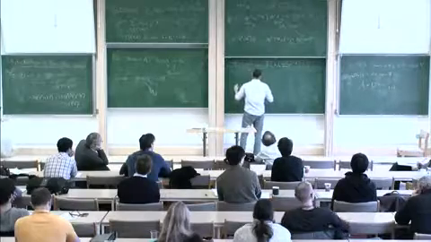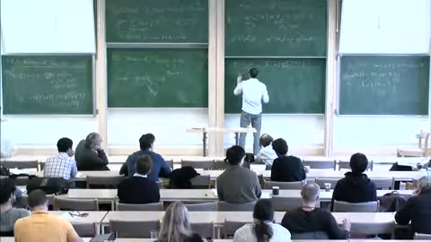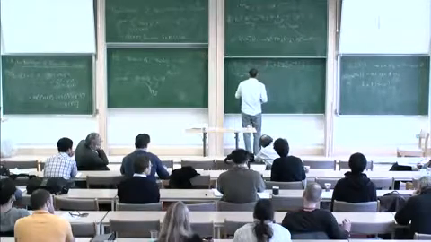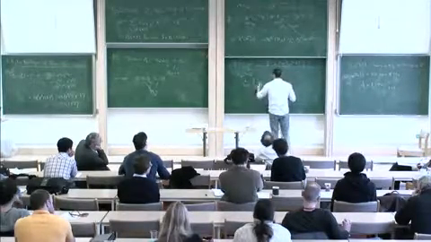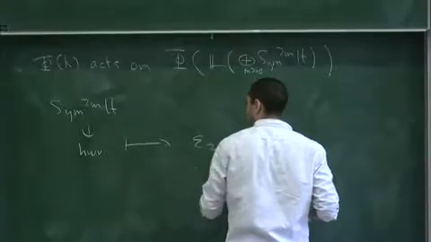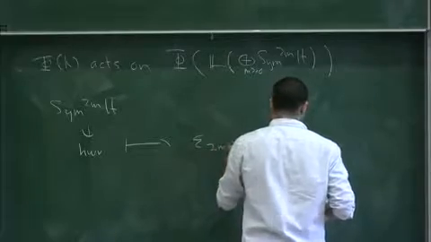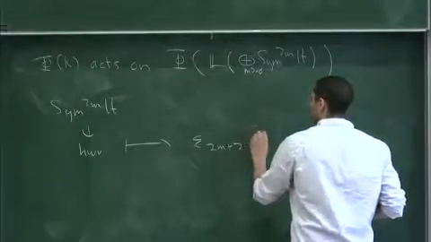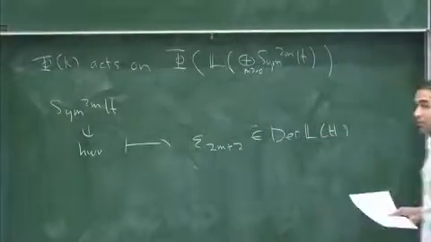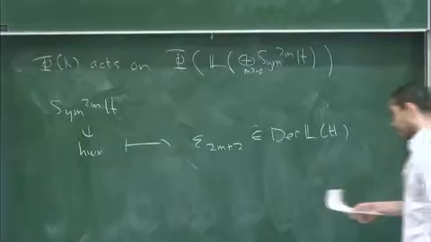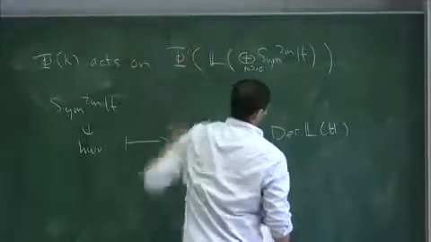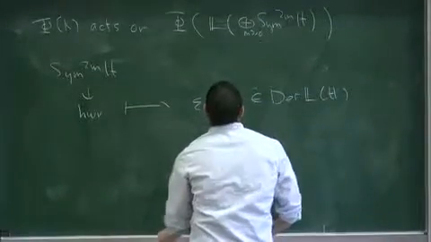And so if you take Sym to the 2m H, consider the highest weight vector here, and then this maps to a derivation, which I'm going to write as epsilon 2m plus 2, inside the derivations on the free Lie algebra in H. I'm about to tell you exactly what epsilon 2m plus 2 is, and this is just something that Hain and Matsumoto computed.